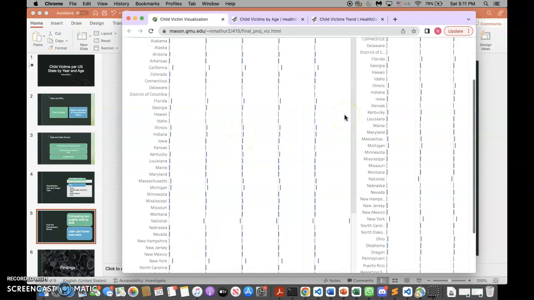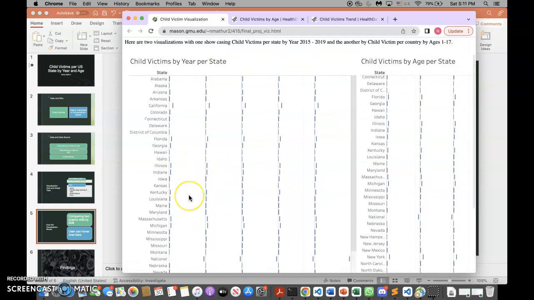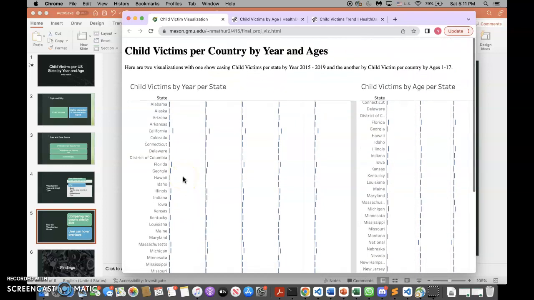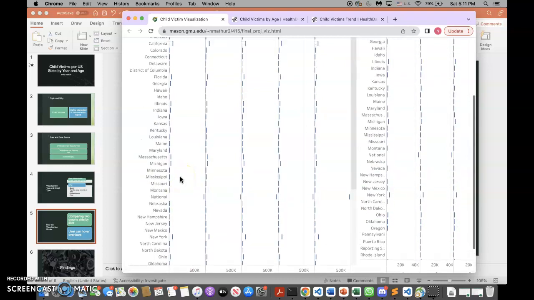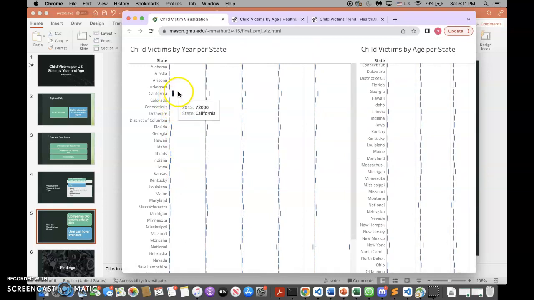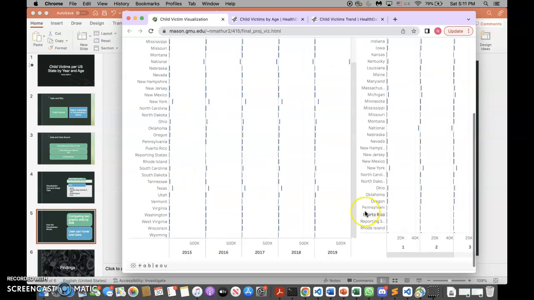So let's say we want to see which state has the most child victims in 2015. Then I'll go down to 2015 and I can see according to the bars, California seems to be the most, and that makes sense because California has a huge population. But this is basically how the visualization works.